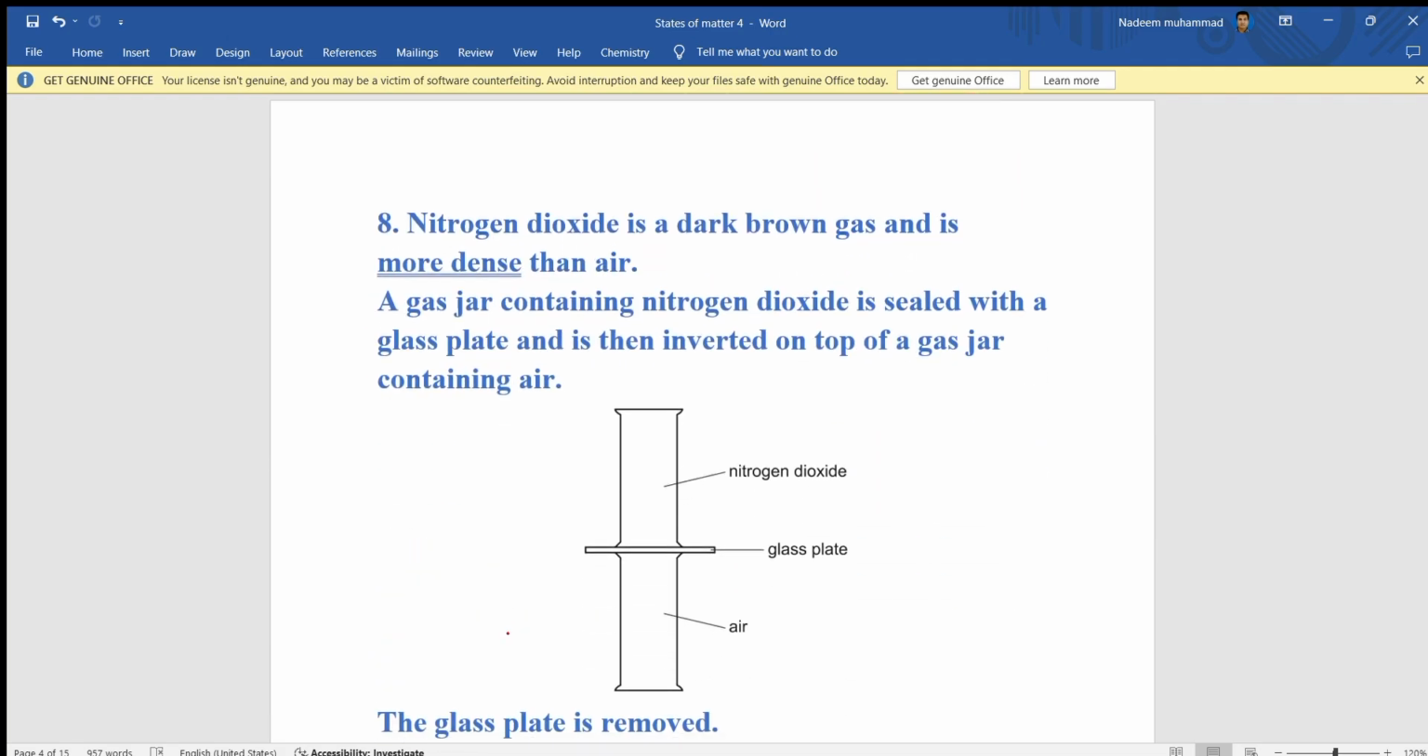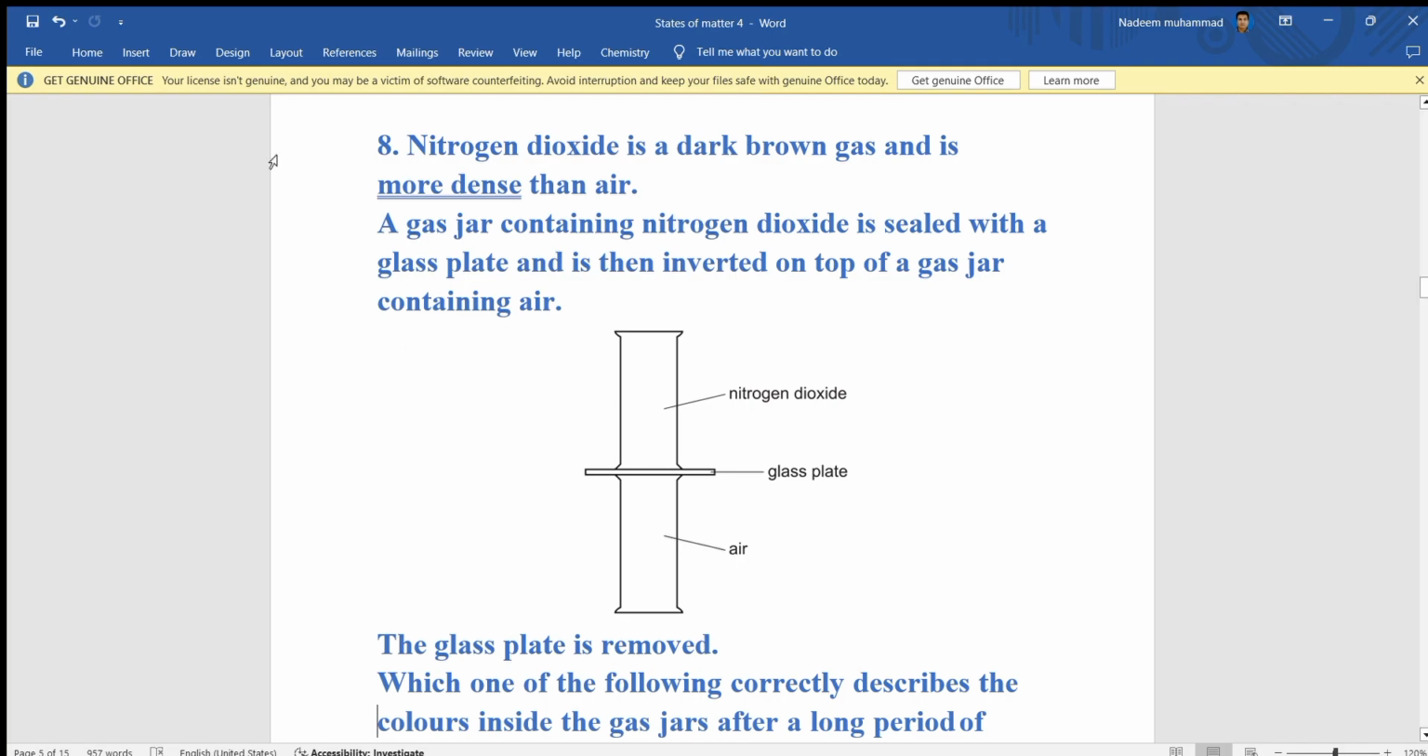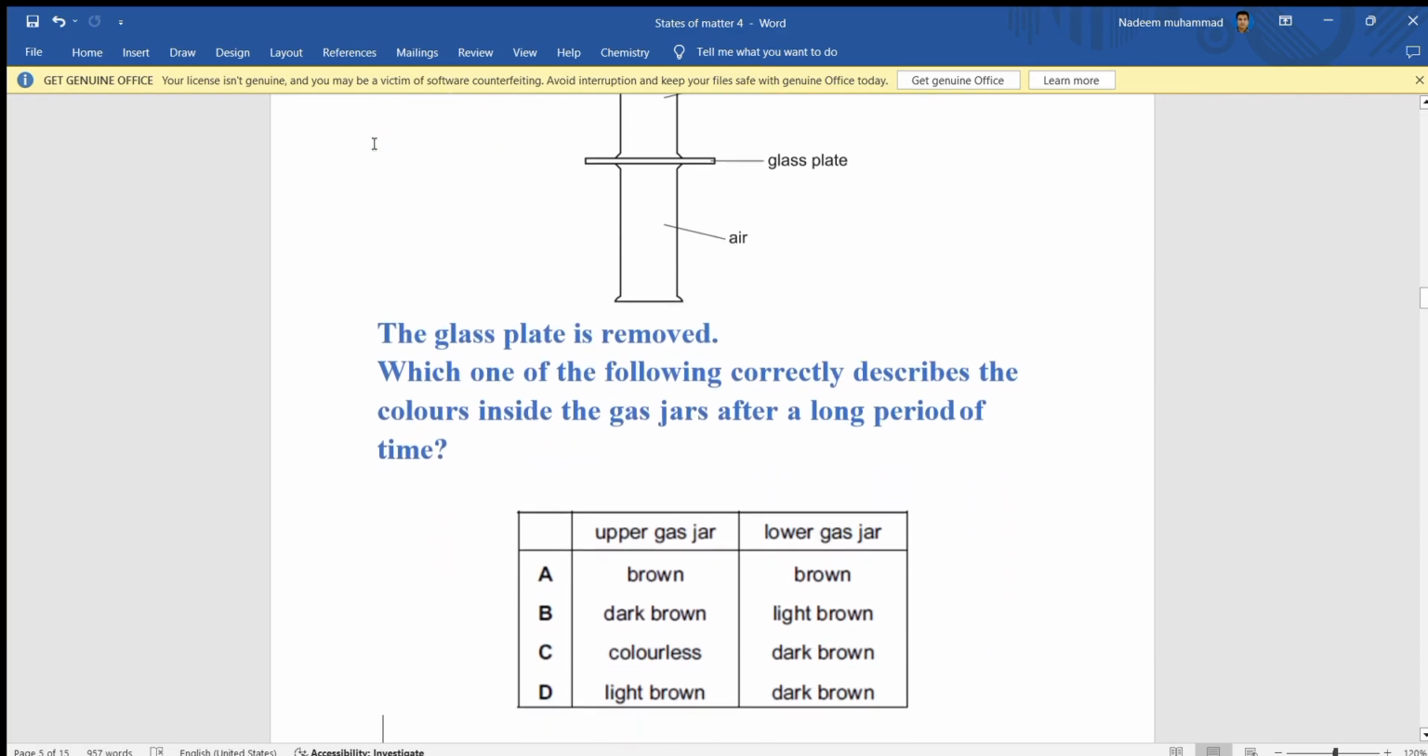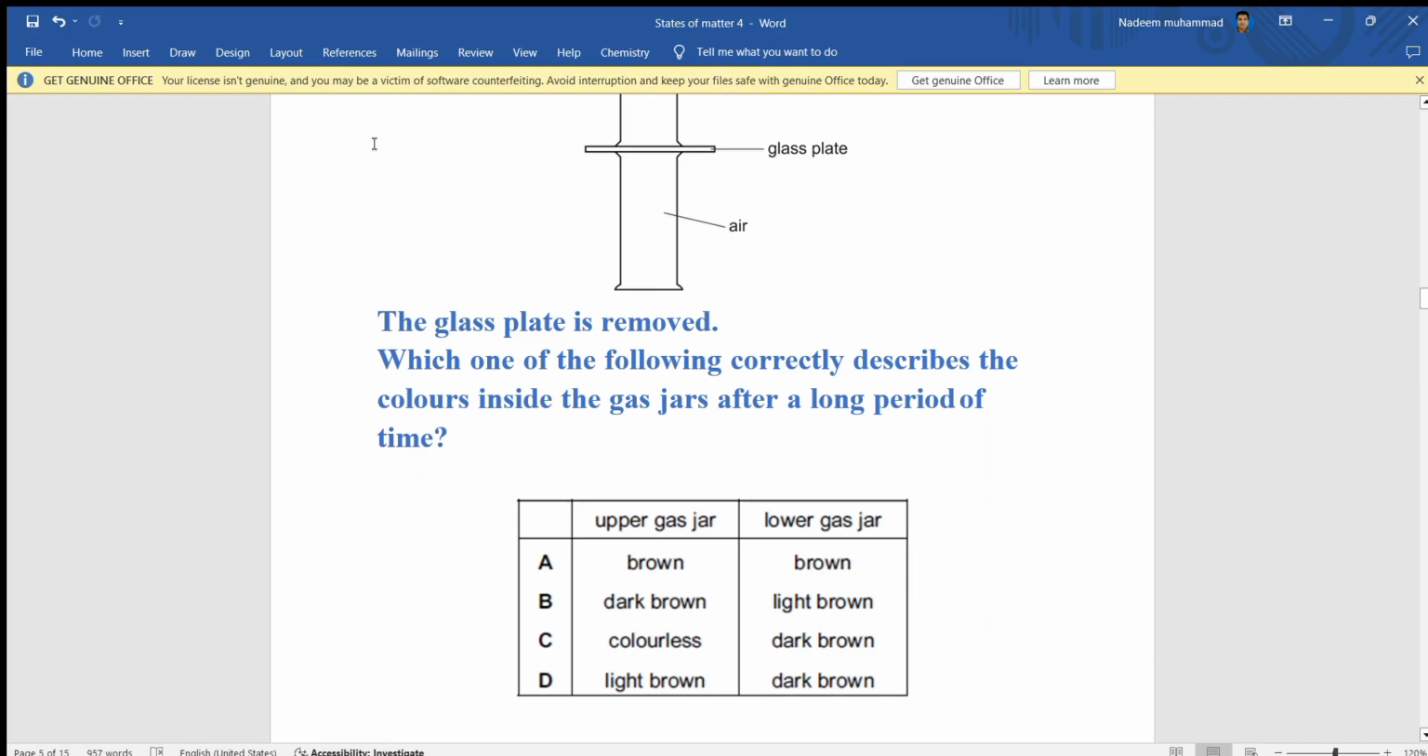Nitrogen dioxide is a dark brown gas and is more dense than air. A gas jar containing nitrogen dioxide is sealed with a glass plate and is then inverted on top of a gas jar containing air. The glass plate is removed. Which one of the following correctly describes the colors inside the gas jar after a long period of time?